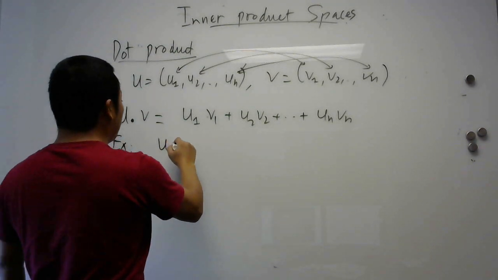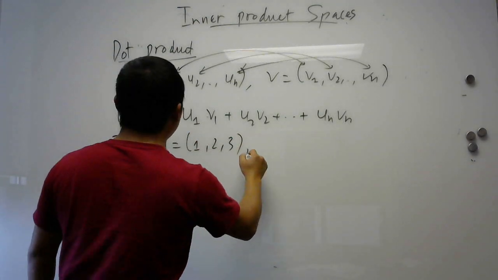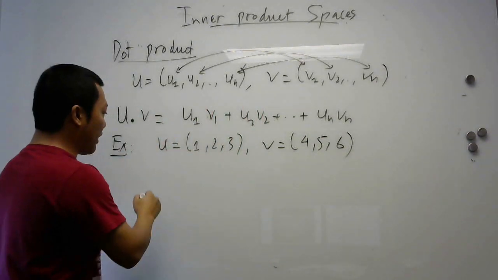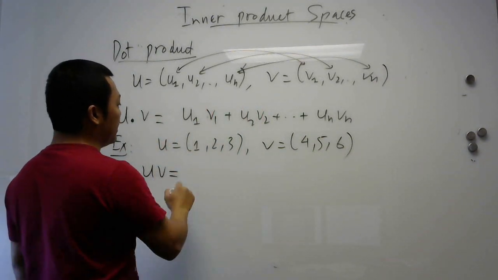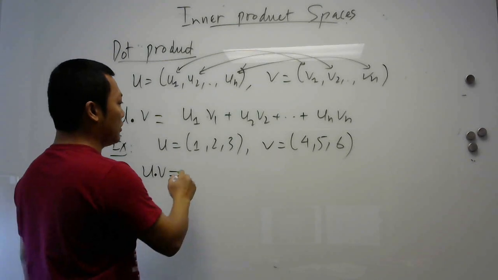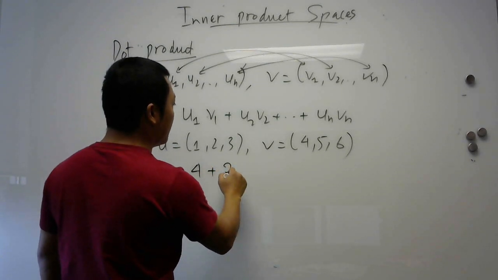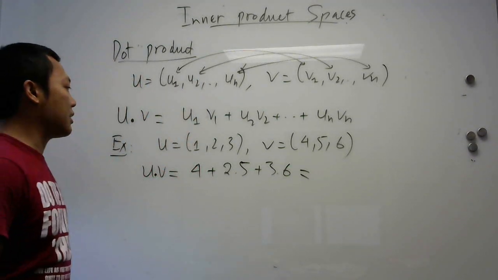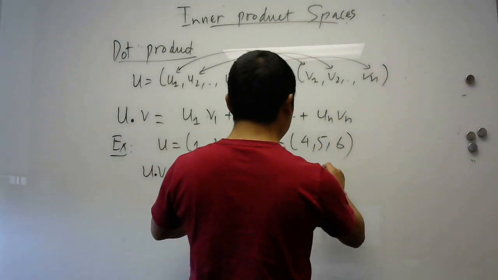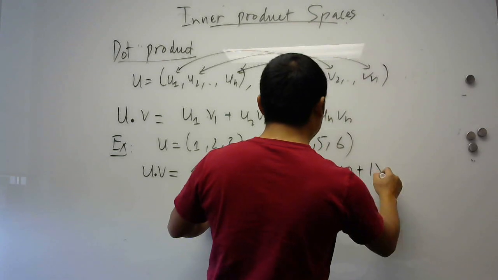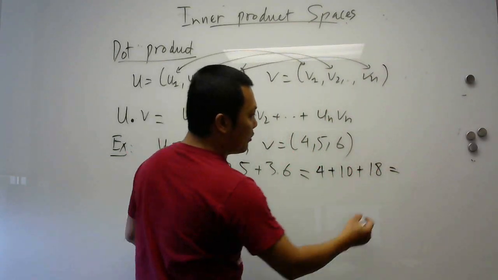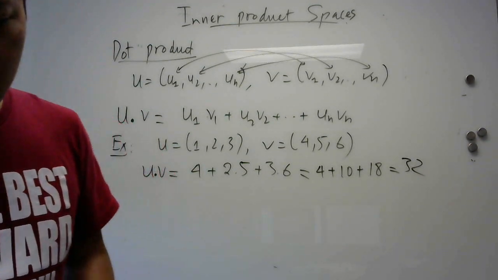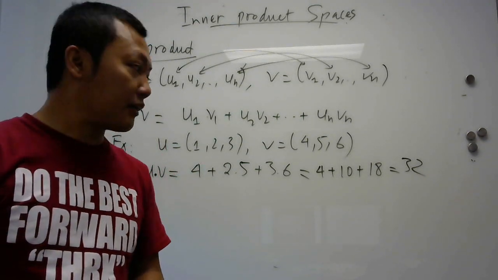Example. Again, let's take u as 1, 2, 3, and v as 4, 5, 6. So you can find the dot product of u times v, which equals 1 times 4 plus 2 times 5 plus 3 times 6, and that is 4 plus 10 plus 18, so it will be 32. So that is the dot product between two vectors.